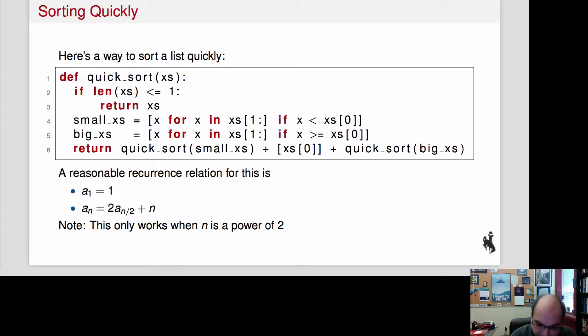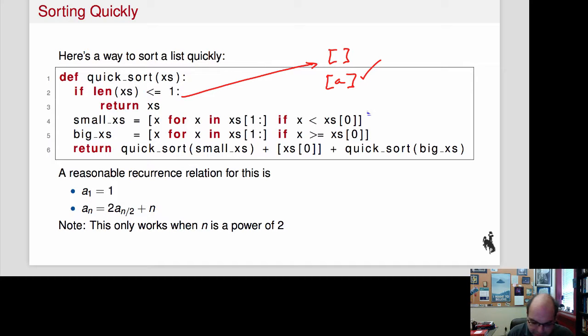All right, so here's a different way of sorting a list. This sorts a list quickly, and the algorithm is called quicksort. And what we do is this. If you give me a list that is either the empty list or a list containing one element, then it's already sorted. Think of those as the base cases. In fact, I needed two base cases, length 0 or length 1.